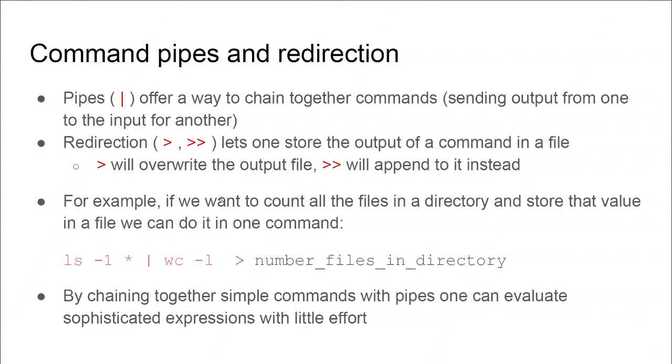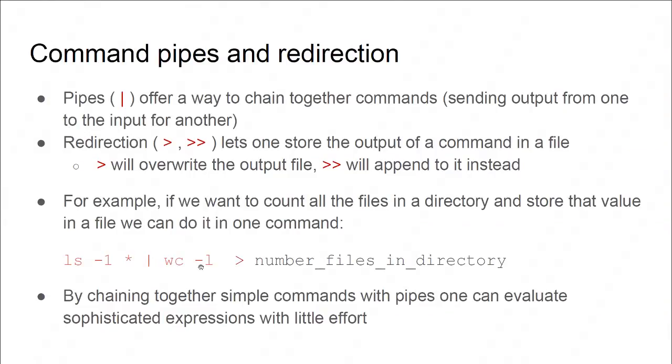So a quick example of how this would work is, say I want to count all the files in a directory and then store that number in a file. So, maybe file count, right? The way you can do this is you can run ls -1, which will cause ls to print a single file name per line. And then I'll do star so that I get a listing of all the files in the directory using the wildcard. I can then take that list that has one file per line and send that output to the wc command, the word count command, using the command pipe.